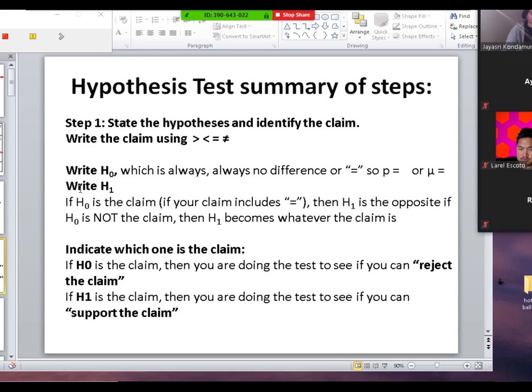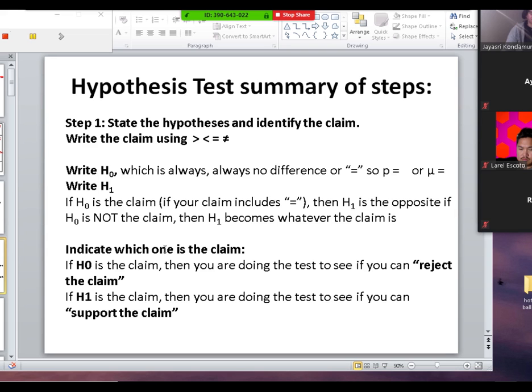Then write H1. So if H naught happens to be your claim, in other words, if your claim is equals, then H1 would be the opposite of that, not equals. But more often, your claim is going to be greater than, less than, or not equal to. So then H1 would become whatever your claim is. Typically H1 is your claim, because typically your claim is going to be greater than, less than, or not equal to. But if for some reason your claim is equals, then H naught is your claim, and H1 would become not equal to.